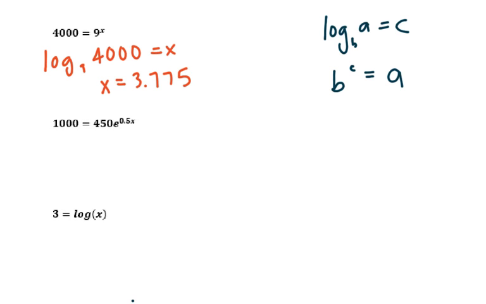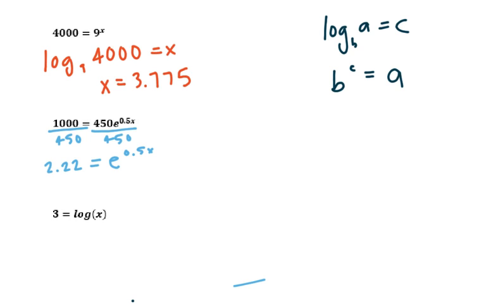Moving on to the second example, here we have an exponential function, so we are going to use a logarithm to solve for x here. When we are using logarithms, the first thing that we want to do is make sure we are isolating our base and our exponent. So to do that here, we want to divide both sides of our equation by 450, and that is going to isolate e to the power of 0.5x on the right side of our equation. It's going to leave us with 2.22 on the other side of our equation.